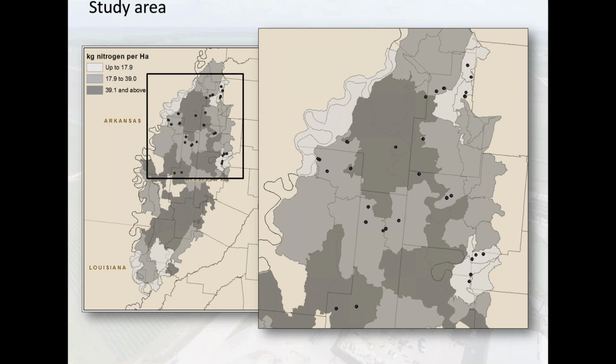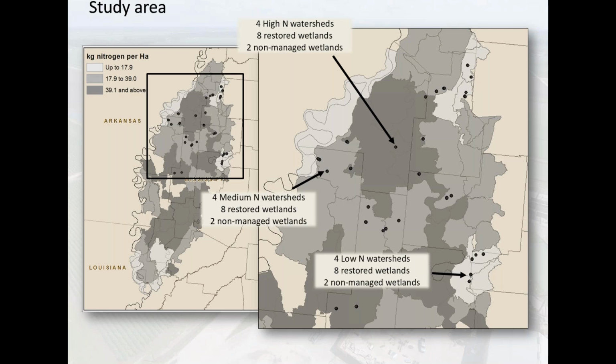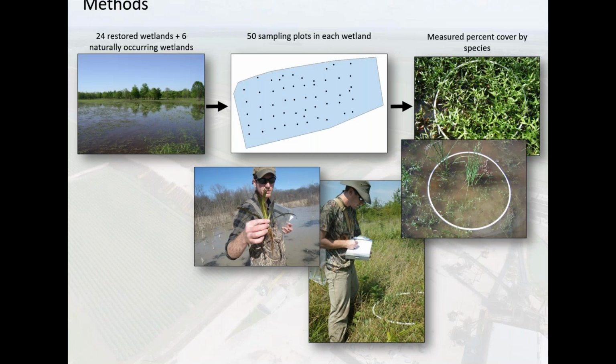In developing this project, we thought about how much time we have to get out and collect data, to drive around the Delta and visit all these wetlands. So we decided to look at the availability of both natural or non-managed wetlands and wetland reserve wetlands. We developed a list of all of the reserve sites, and from that we randomly pulled eventually a set of 30 wetlands. So we have 24 WRP wetlands and 6 non-managed wetlands within the landscape, and then we stratified those across these nitrogen loading categories. We had 10 wetlands in the high, 10 in the medium, and 10 in the low nitrogen loading category, with 8 of the restored wetlands within each of those categories, separated among the watersheds within each of these nitrogen categories.